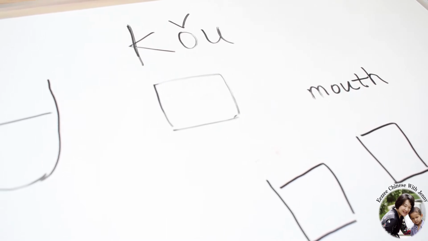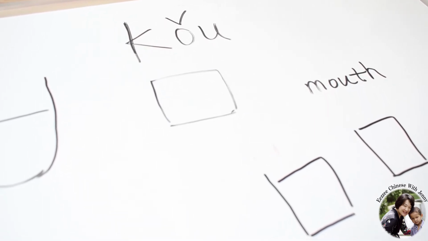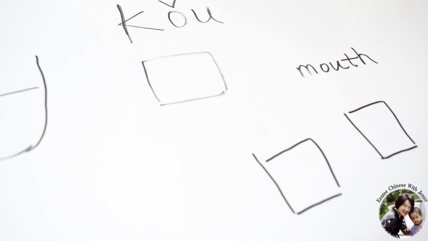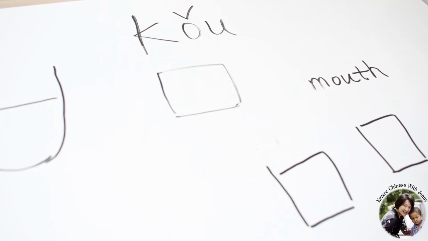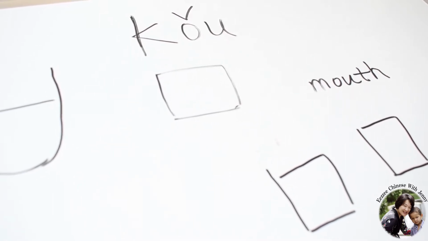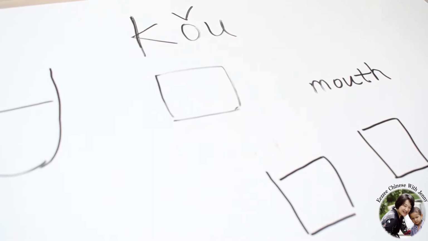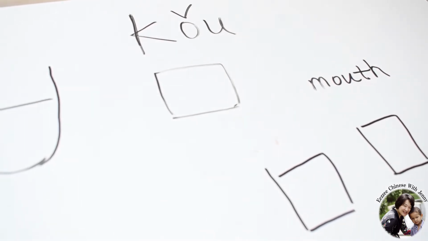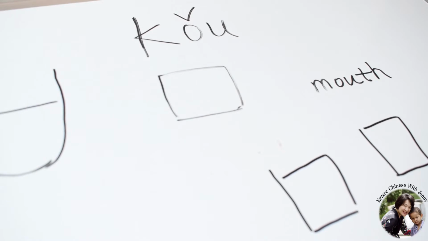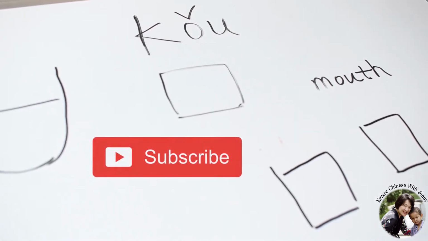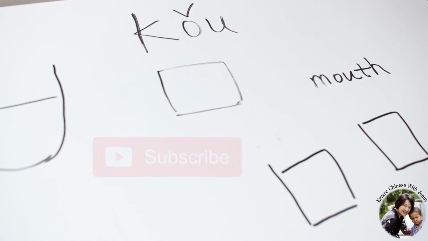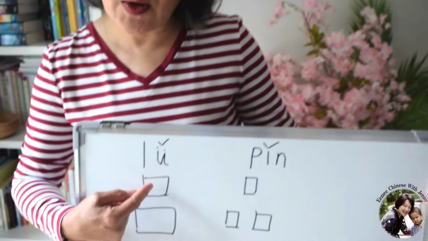You know, as a radical part, you read it narrow. This is a square, like a rectangular shape, which can be part of many words related to actions conducted by mouth. For example, like eat, drink, shout, and cry. We will learn these words later. Yeah, we have learned mouth, 口.